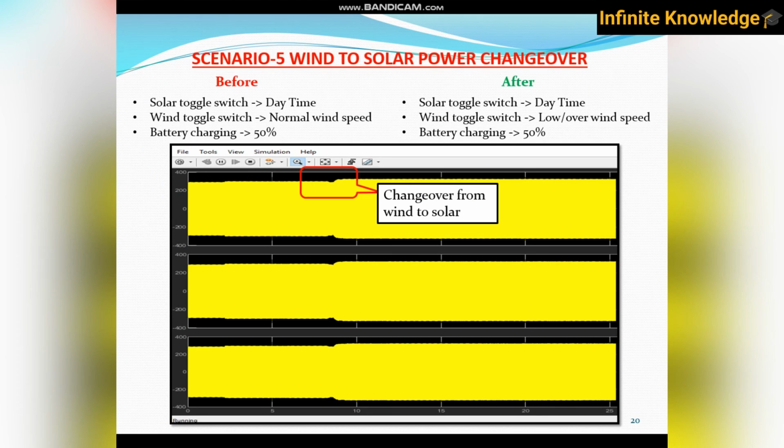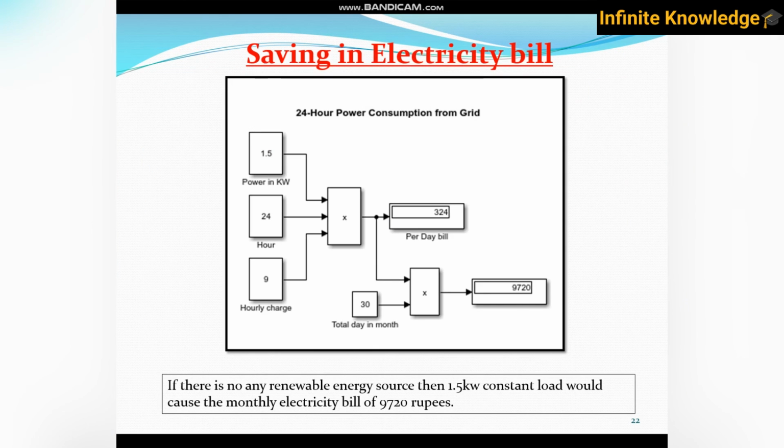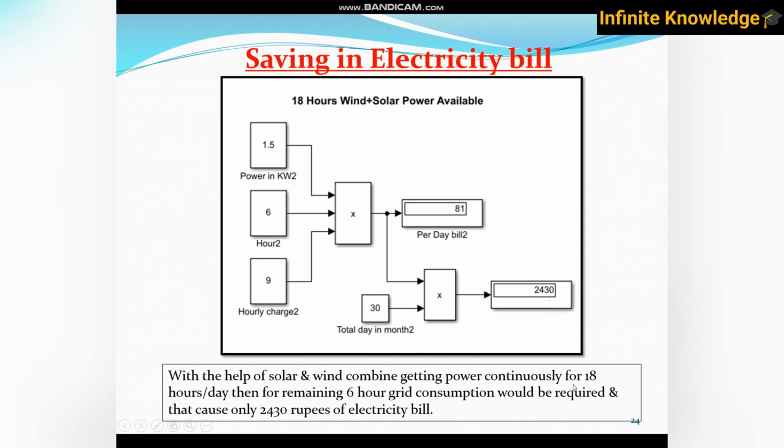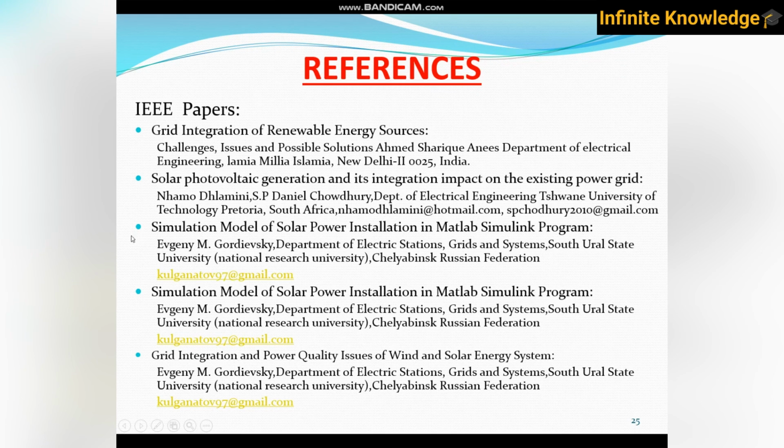All these scenarios we have considered. This is the first one: if there is no renewable energy for 1.5 kilowatt, the monthly electricity bill is 9720. If 8 hours of solar power is available, then 6480. And if 18 hours of wind and solar both are available, then this is your electricity bill. These are the reference papers from which I got some knowledge of the simulation.